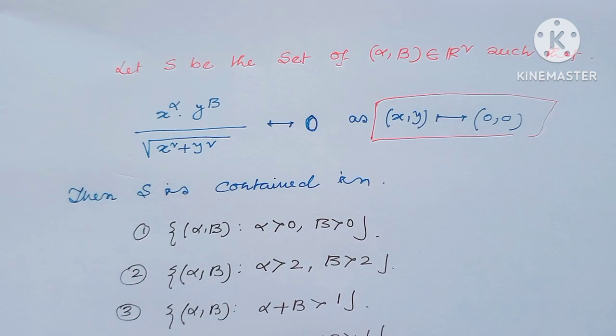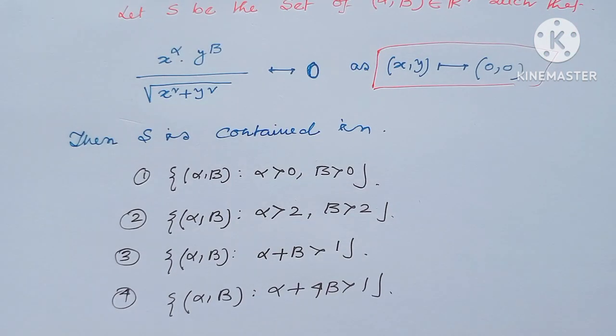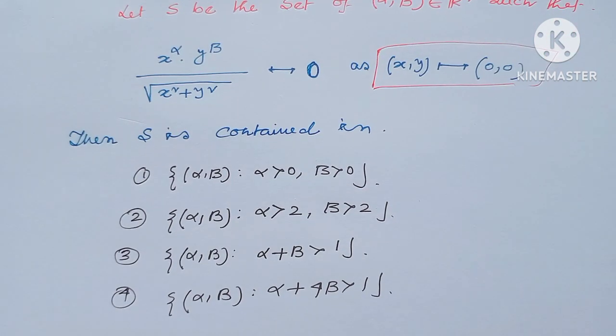Then S contains, in option 1, those (alpha, beta) such that alpha is strictly greater than 0 and beta is strictly greater than 0. Option 2: those (alpha, beta) such that alpha is strictly greater than 2 and beta is strictly greater than 2. Option 3: the set of those (alpha, beta) such that alpha plus beta is strictly greater than 1. And option 4: the set of those (alpha, beta) such that alpha plus 4 beta is strictly greater than 1.